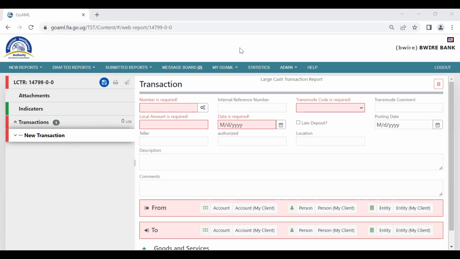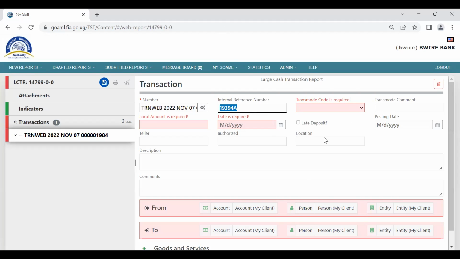Okay, so let's move. So this number is automatically generated. You just click on it and generate. The internal reference number, like I said, is the receipt number of that transaction. Okay, I hope that makes sense. The receipt number of that transaction or the transaction number. So for every transaction, you print out a receipt that has a unique number that identifies it in the system. So that is the internal reference number.